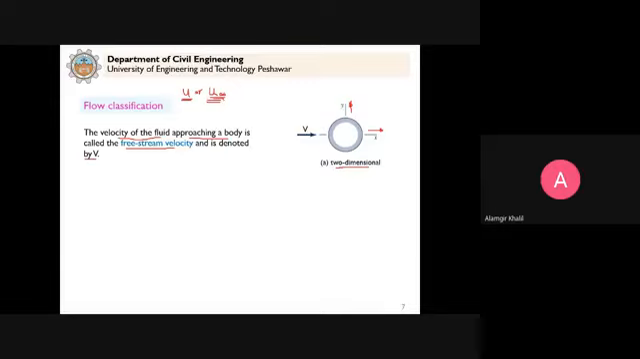This is just a notation used to denote the free stream velocity. Clear? Because they use it that way, we can have two-dimensional or three-dimensional flow fields. So that's why the free stream velocity should be denoted by u, indicating that it is only in the x direction. And once it passes through the body, then it can have two components.